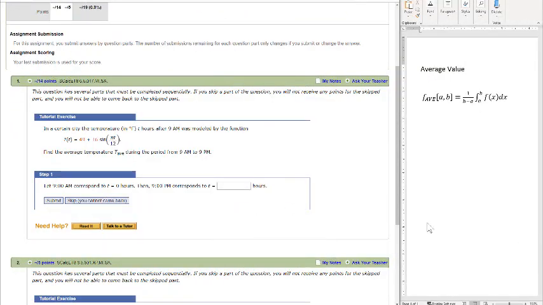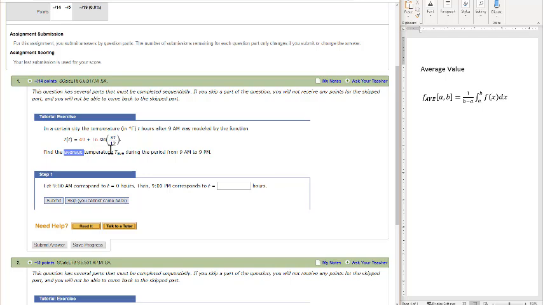Let's do this problem from your lab assignment. This is section 6.5, problem number 1. In a certain city, the temperature in degrees Fahrenheit t hours after 9 a.m. was modeled by the function T of t, that's capital T for temperature, little t for time, is equal to 49 plus 16 sine pi t over 12.